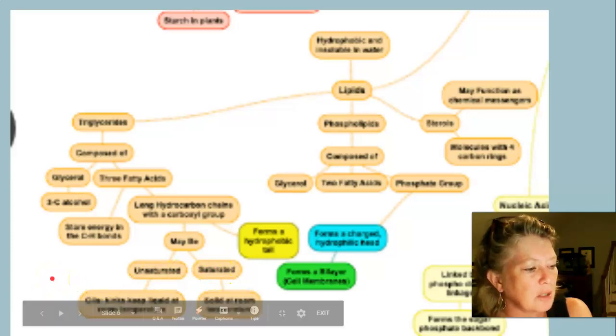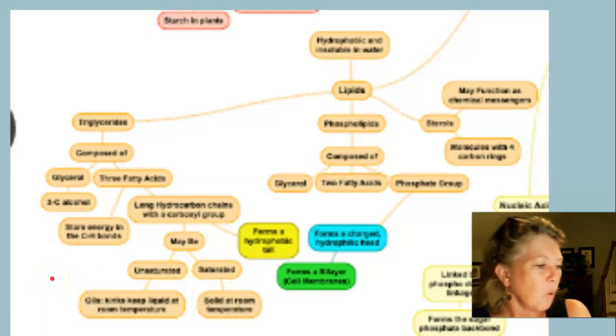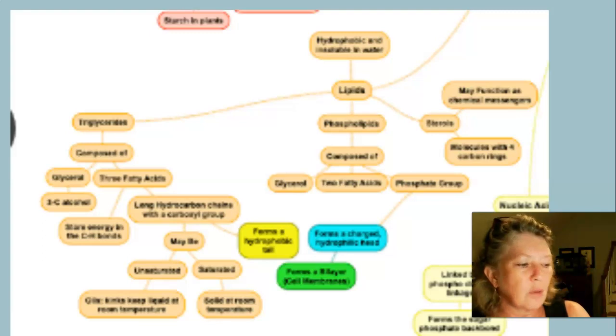So unsaturated is going to be your oils. They are liquid at room temperature, so like corn oil, canola oil, olive oil. These are all different lipids that are unsaturated fats. And the reason they're called unsaturated is because they have these carbon chains and the hydrogens, but they have some double bonded carbons in there. So if you break the double bonds, you could add more hydrogen. So they're unsaturated because there's still room for more hydrogen to be added onto them.